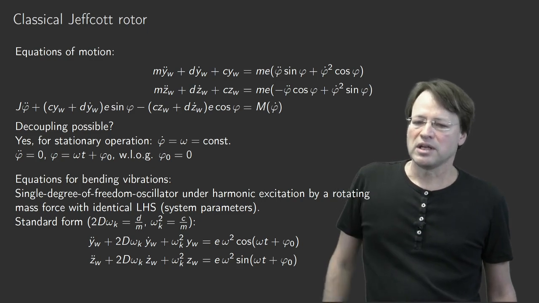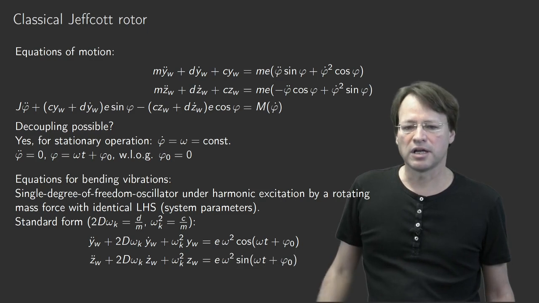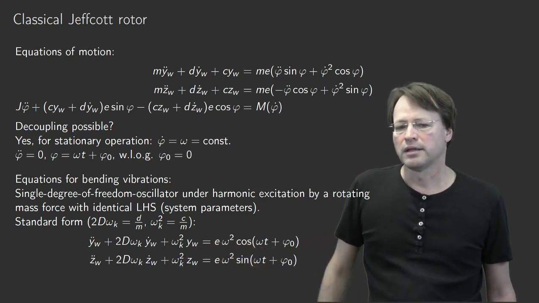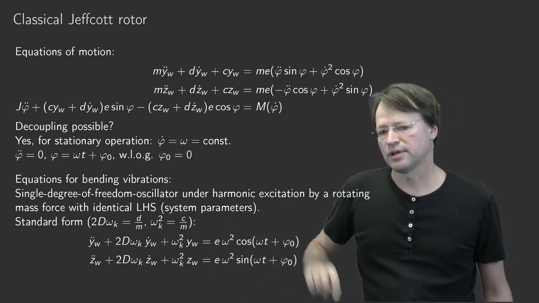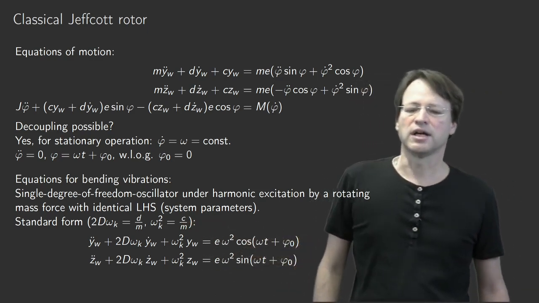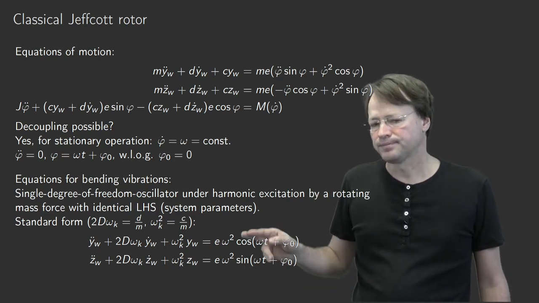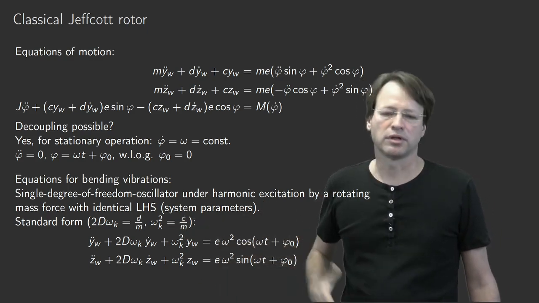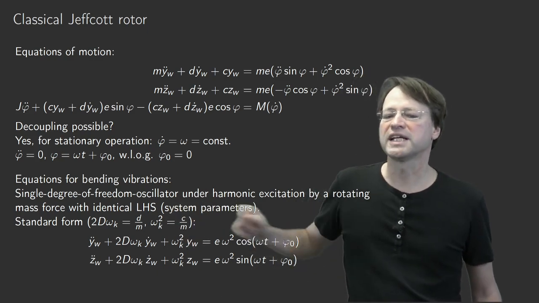There's just one thing we can see from that representation. Namely, we can read directly the natural circular frequency of that system, namely omega k squared is equal to c divided by m. You can see that I denoted that natural frequency not by omega naught, but by omega k.